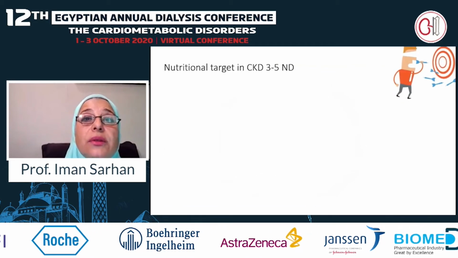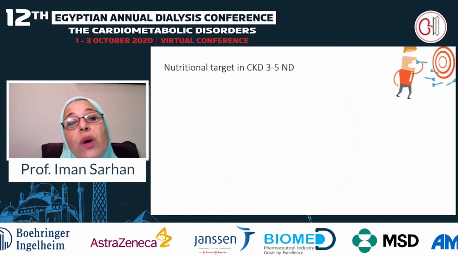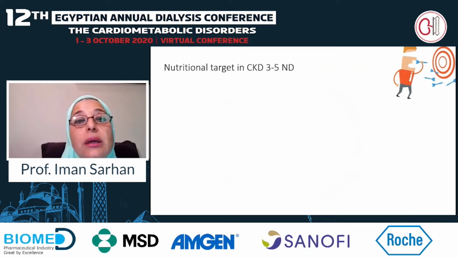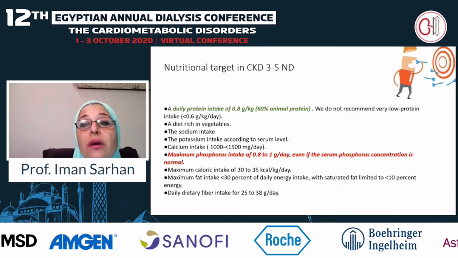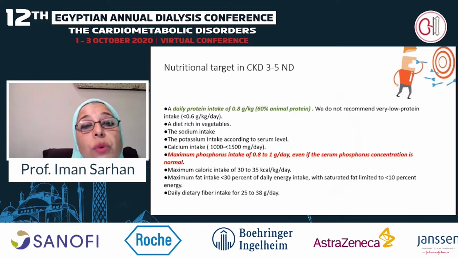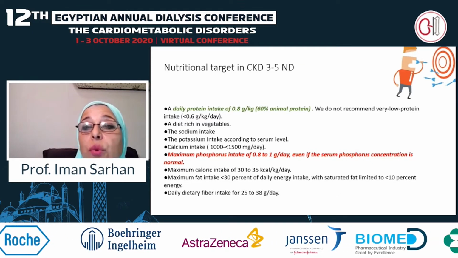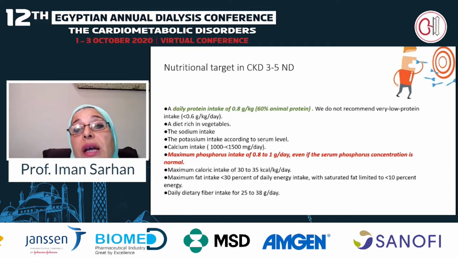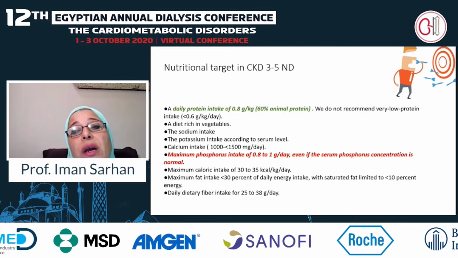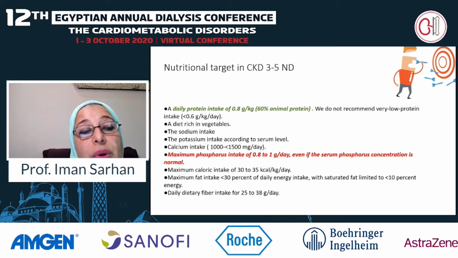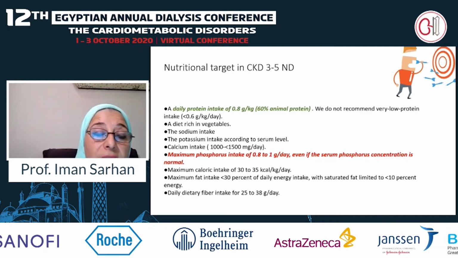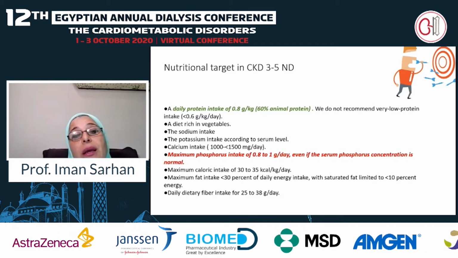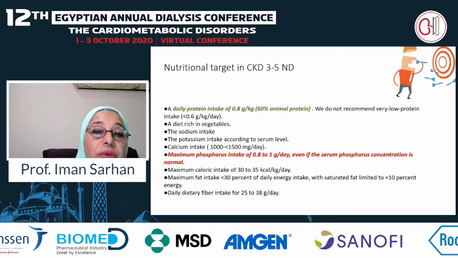Then we have the nutritional target. Usually if we have a CKD patient in stage 1 and 2, there is no requirement for any nutritional restriction. But from stage 3 to 5 non-dialysis, so in conservative management, we need to restrict the protein. Protein is restricted to 0.8 gram per kg, about 60% of it from animal source and 40% from plant source. We are not recommending to prescribe less than 0.6 gram per kg per day. We need a diet rich in vegetables, low in sodium, potassium not restricted except if the serum level is high, and calcium between 1,000 to 1,500 milligram per day.